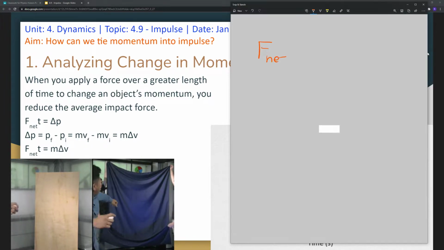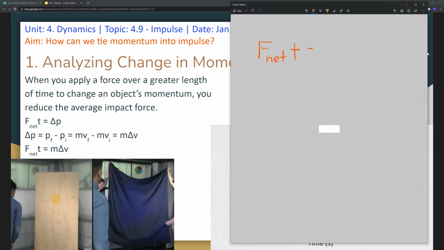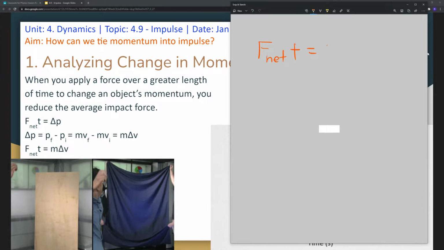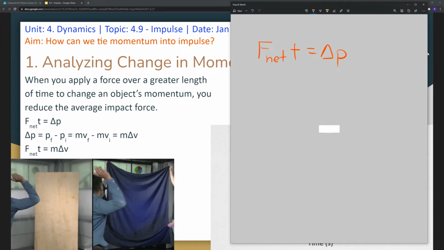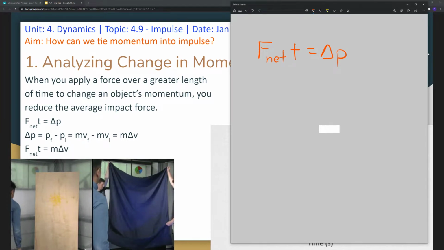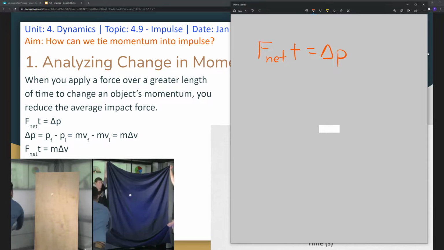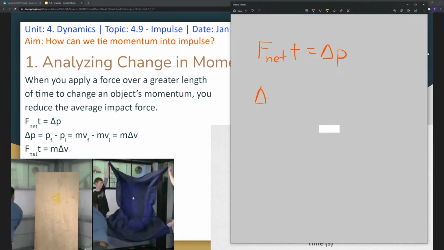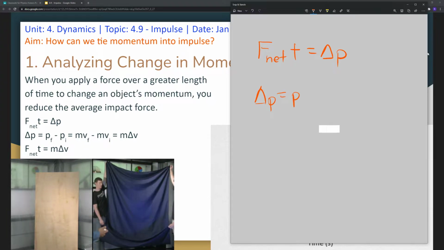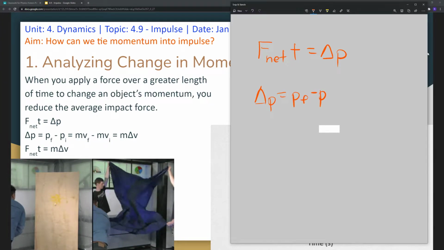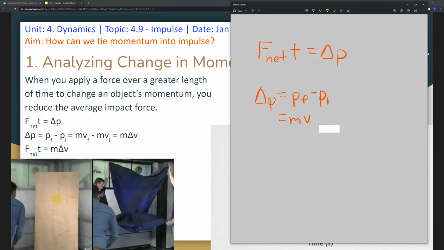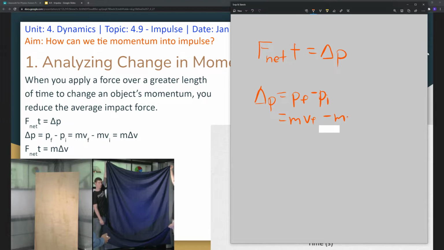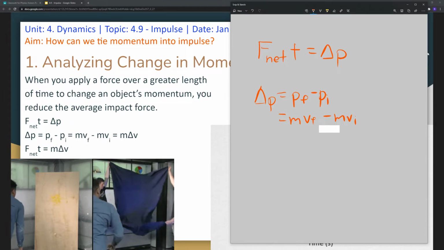Right, you have F net t. So it's essentially the force applied over a period of time is equal to your change in momentum. And your change in momentum, your delta P, because the delta means change, and P is momentum. So delta P is your final momentum minus initial momentum, which is essentially mass times final velocity minus mass times initial velocity.